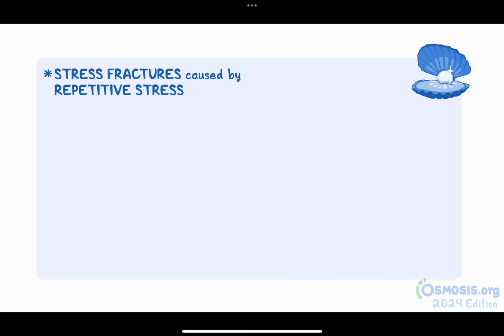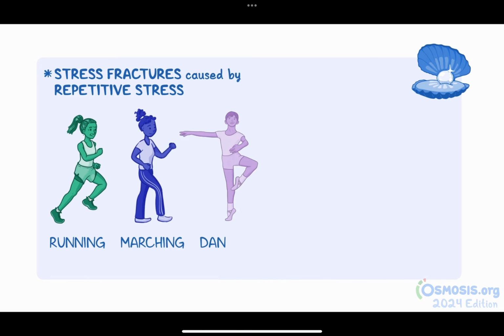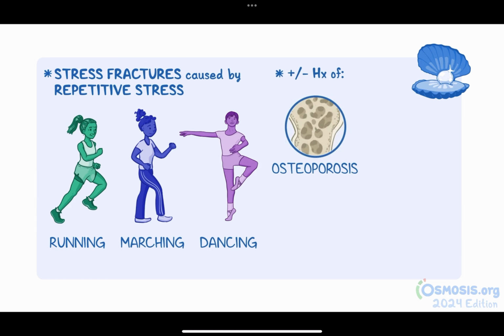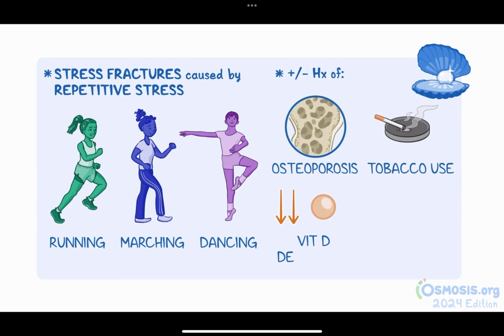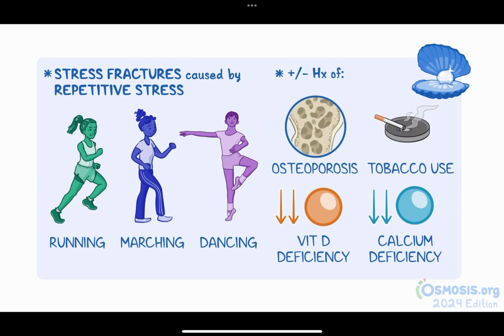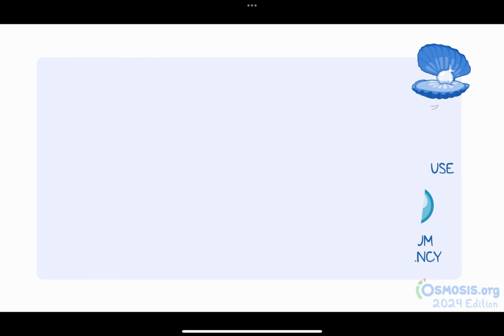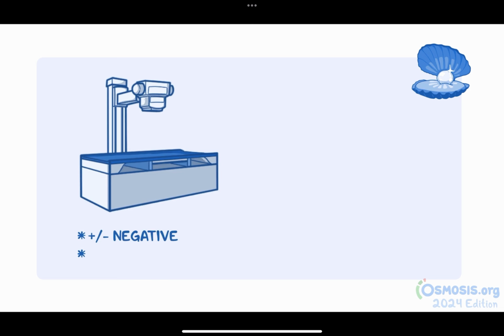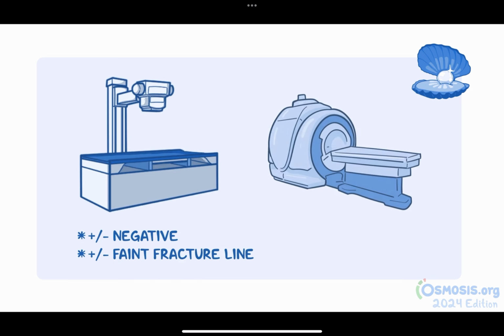Now, here's a clinical pearl to keep in mind. Stress fractures are caused by repetitive stress, such as frequent running, marching, or dancing. Patients with this condition may have a history of osteoporosis, tobacco use, vitamin D deficiency, or calcium deficiency. Their initial X-rays might be negative or show a faint fracture line, while an MRI typically shows fracture or osseous remodeling.